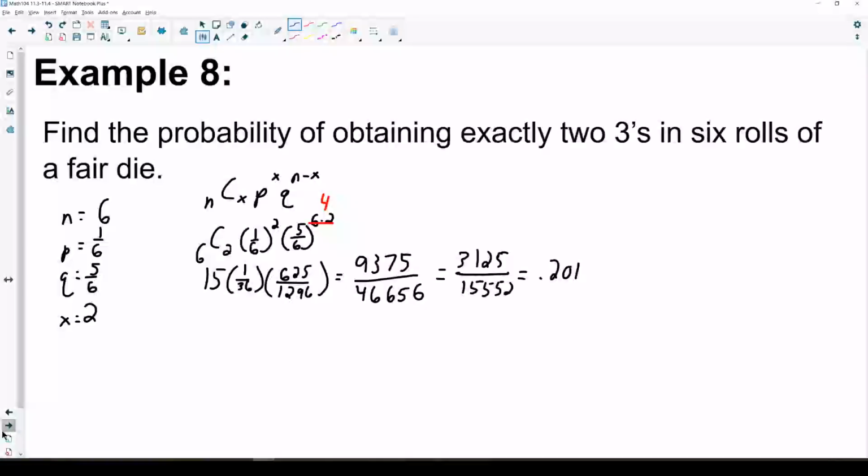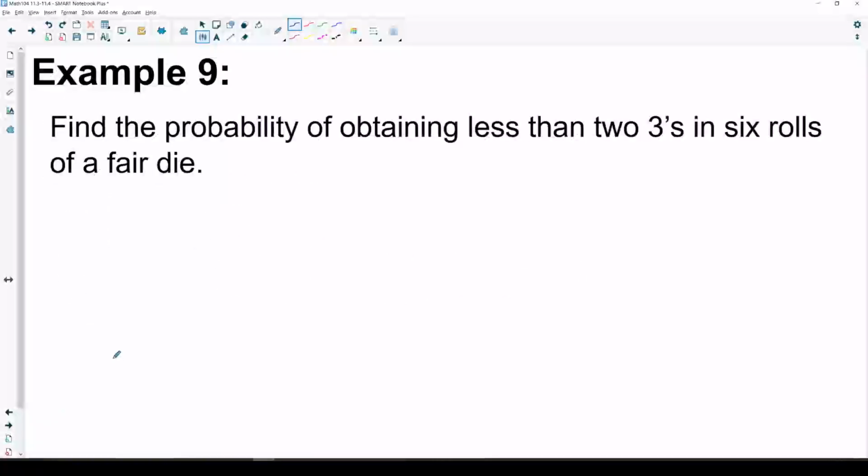Let's keep going. Find the probability of obtaining less than 2 3s in 6 rolls.